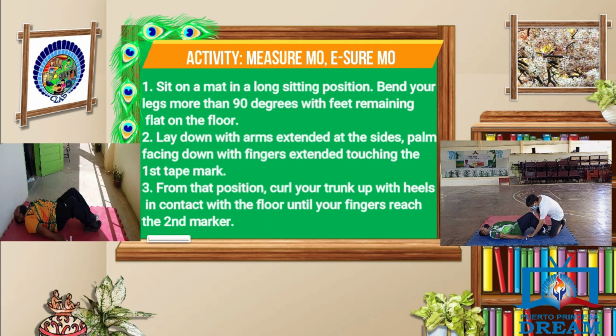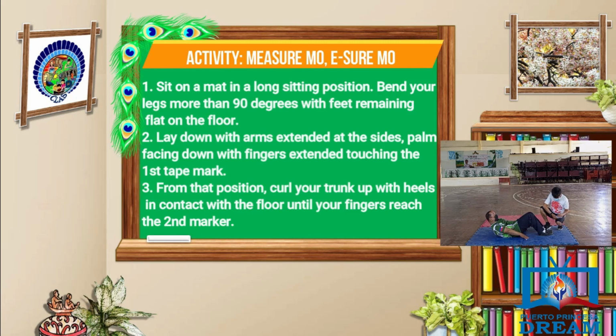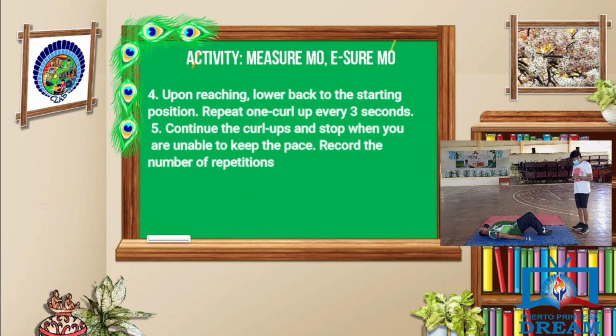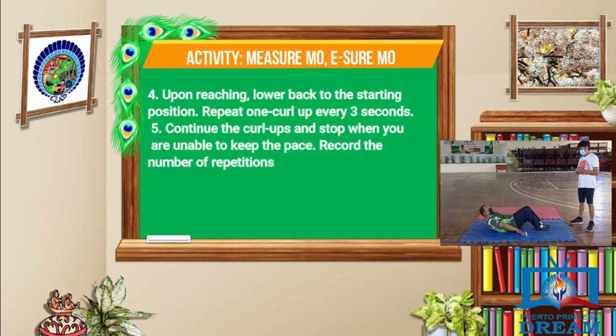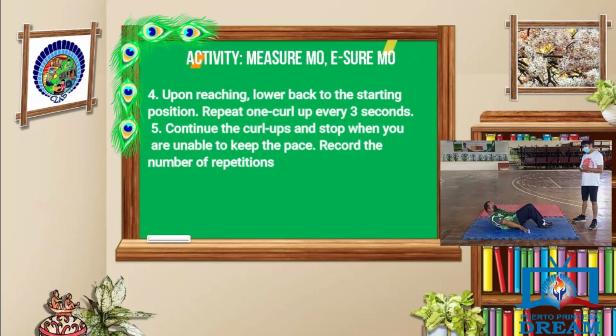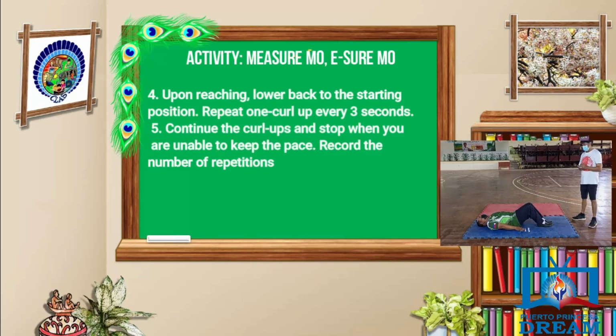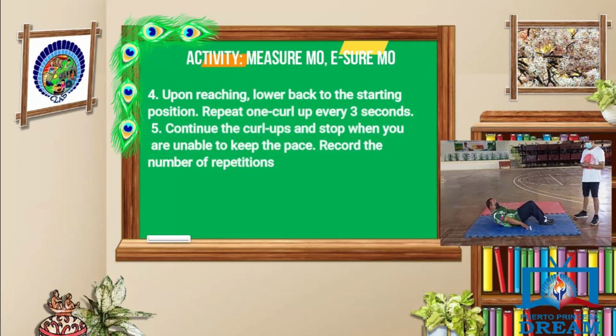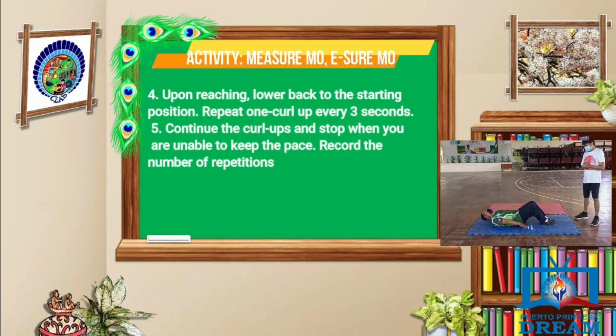Number 2, lay down with arms extended at the sides, palm facing down with fingers extended touching the first tape mark. Number 3, from that position, curl your trunk up with heels in contact with the floor until your fingers reach the second marker. Number 4, upon reaching, lower back to the starting position. Repeat one curl up every 3 seconds. Number 5, continue the curl ups and stop when you are unable to keep the pace. Record the number of repetitions.